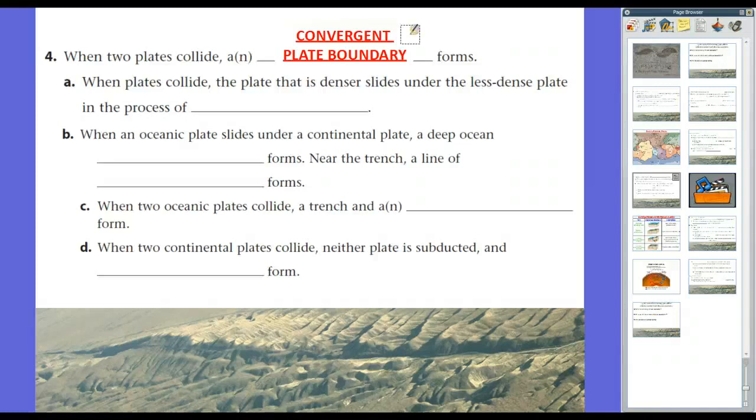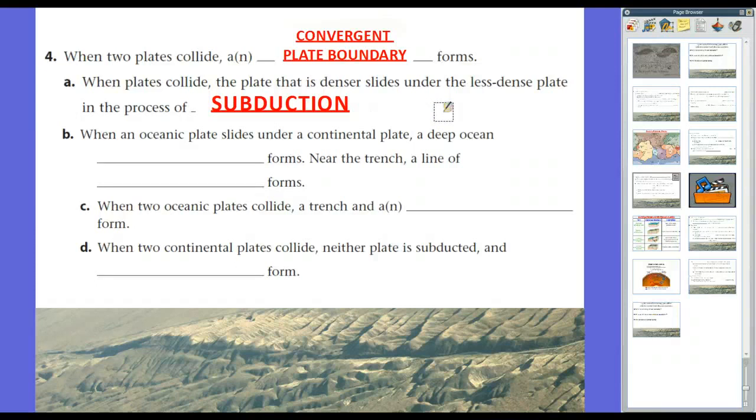Guess which one's more dense? Yes, the ocean plate. The oceanic crust was always denser because they got water sitting on top of it, and it pushes and makes it more dense. Okay, so when plates collide, the oceanic plates will slide under the less dense plate through a process which we call subduction. Subduction meaning going under, so it's being pushed underneath the plate.